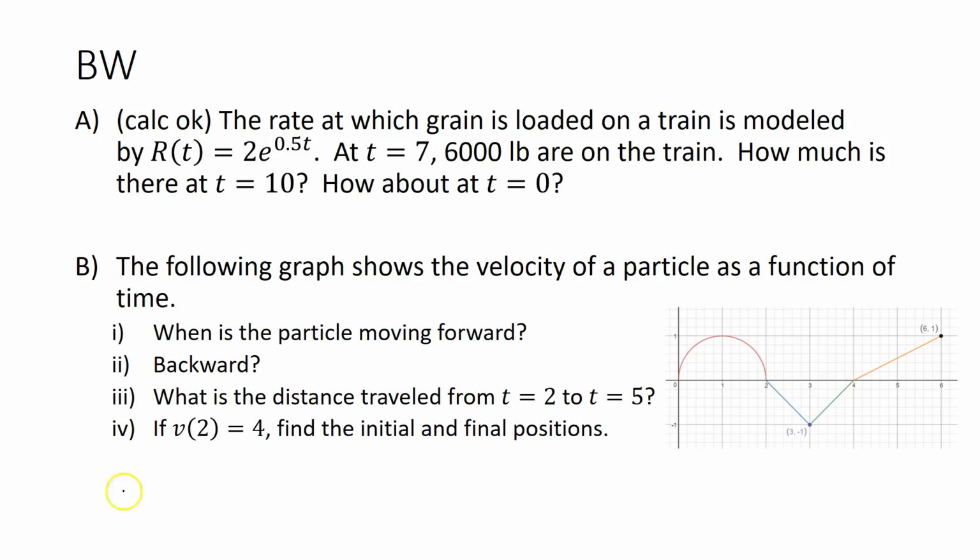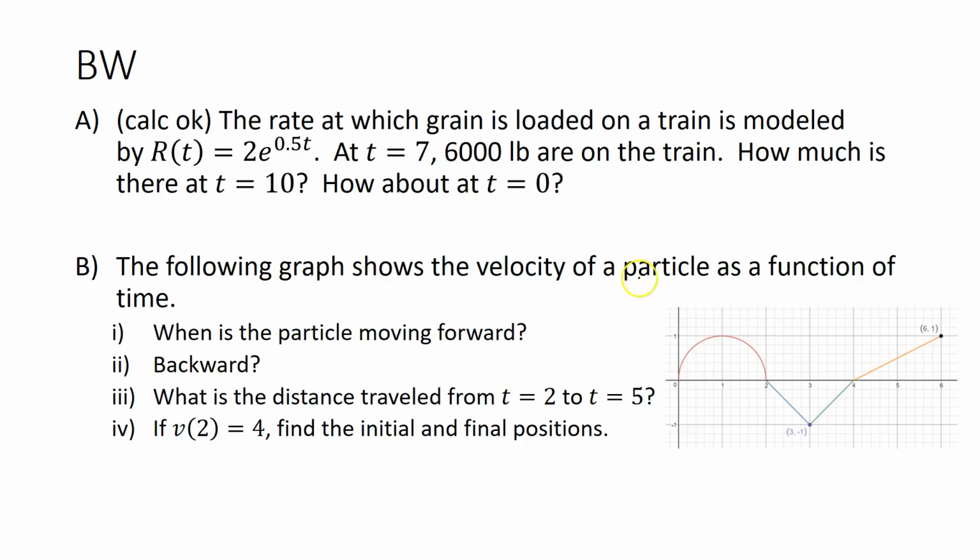So we're going to start with some bell work with some stuff that we talked about in 7.1. First of all, we have a calculator OK problem where we're given a rate. Remember, this is one of those where we're given a rate and we're looking for it to go down to the amount. So the rate at which grain is loaded on the train is modeled by R of t equals 2e to the 0.5t. At t equals 7, 6,000 pounds are on the train. How much is there at t equals 10? How about at t equals 0? So one going forwards, one going backwards, pretty standard.